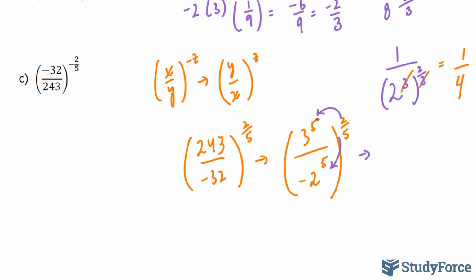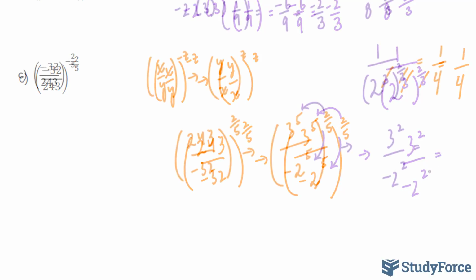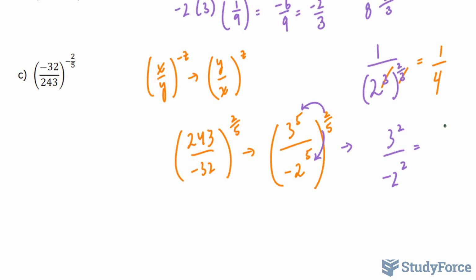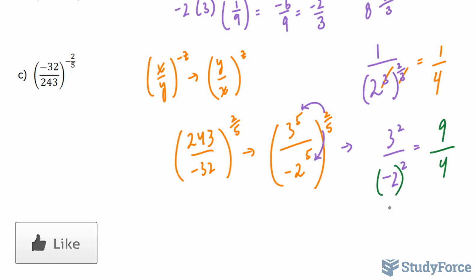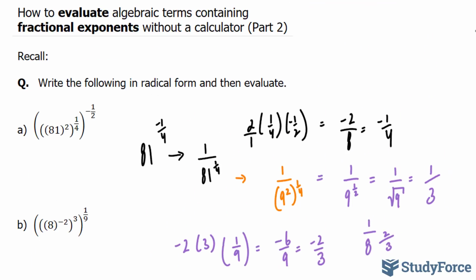If I distribute this to the top, I end up with 3 to the power of 2. And if I distribute this to the bottom, I end up with negative 2 to the power of 2. And at the top, we end up with 9. And at the bottom, we end up with positive 4. There should be brackets around here, which I did not include originally. And that's why it's positive 4 as opposed to being negative 4. And so there you have it. That is how to evaluate algebraic terms containing fractional exponents without the usage of a calculator.